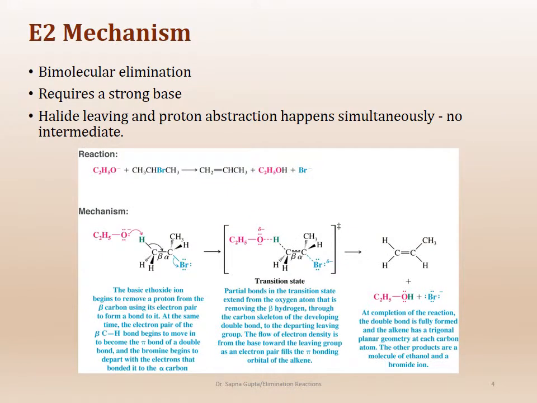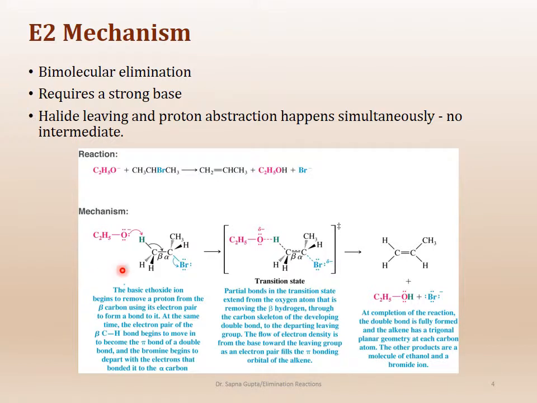Let's look at the E2 mechanism first. The E2 mechanism, bimolecular elimination, second order, requires a strong base. Remember again I said base, not nucleophile. A nucleophile will go for an electrophile, so it needs a good base which will pick up a proton. Also remember that a lot of bases will look like nucleophiles, so there are very few differences between the two. You still have to have a leaving group in there, and your product is always going to be an alkene, something that is less saturated than what you started with.